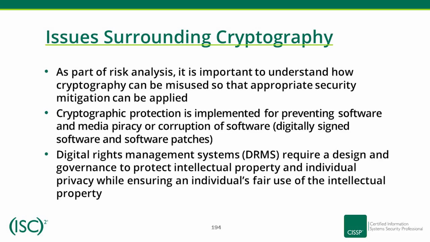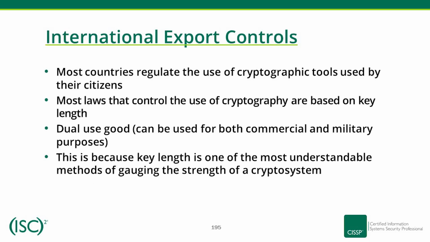As part of risk analysis, it is important to understand how cryptography can be misused so that appropriate security mitigation can be applied. Cryptographic protection is implemented for preventing software and media piracy or corruption of software, digitally signed software and software patches. Digital rights management systems, DRMS, require a design and governance to protect intellectual property and individual privacy while ensuring an individual's fair use of the intellectual property.